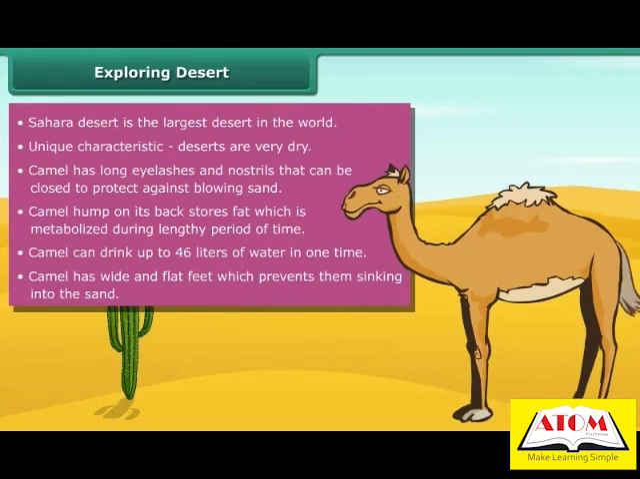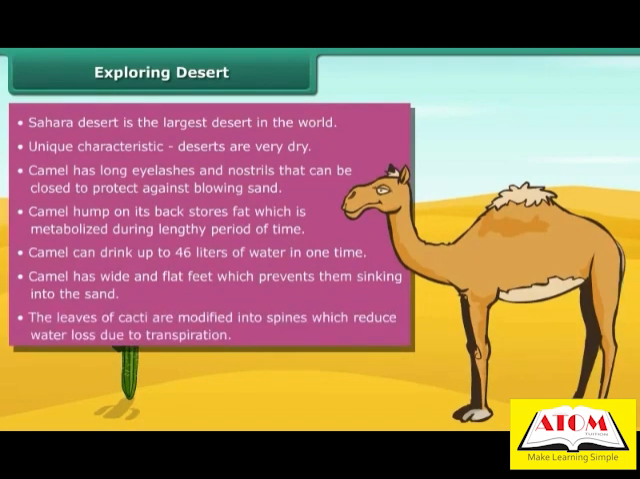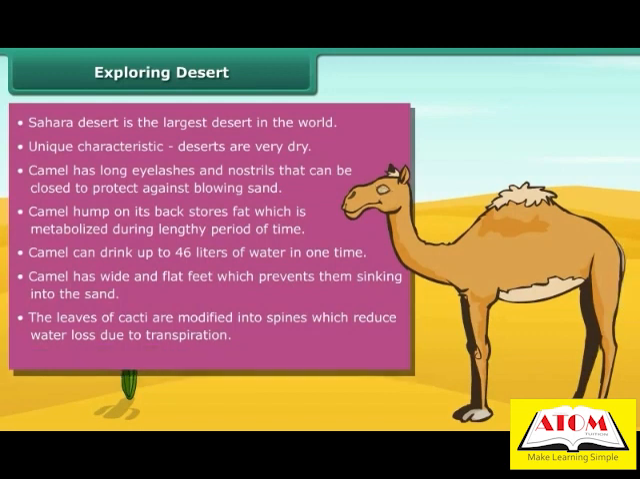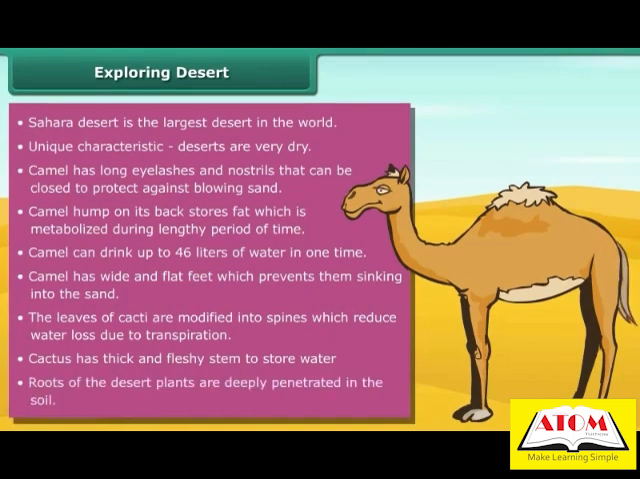Similarly, plants like cacti also show various adaptations to survive in dry and hot environment. The leaves of cacti are modified into spines, which reduce water loss due to transpiration. Cactus has thick and fleshy stem to store water. Roots of the desert plants deeply penetrate in the soil to absorb water.